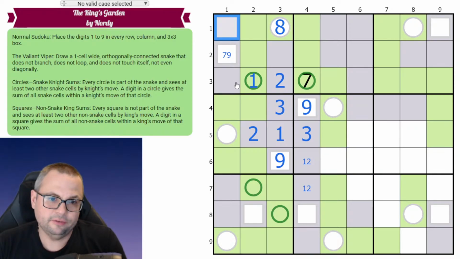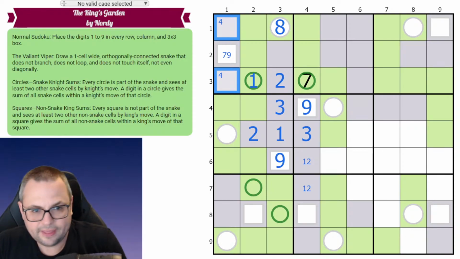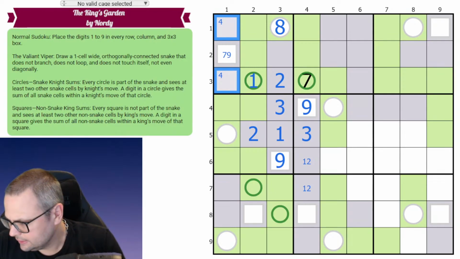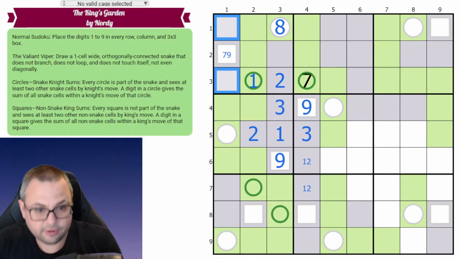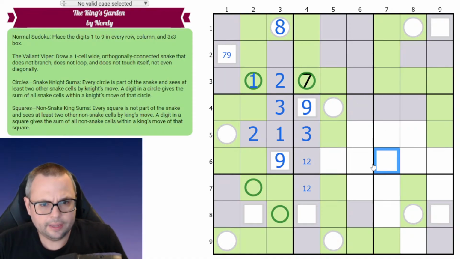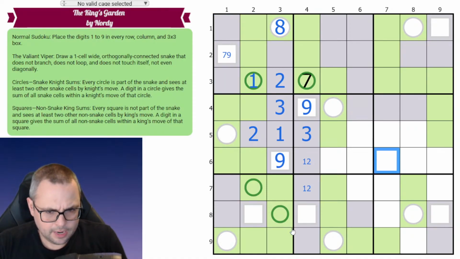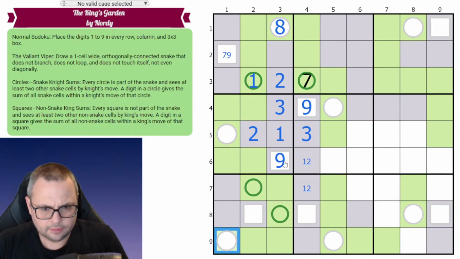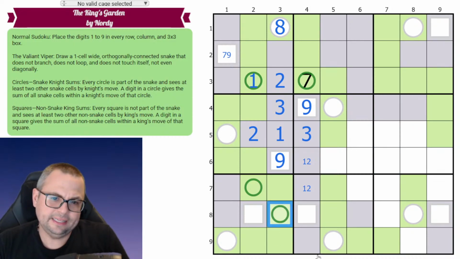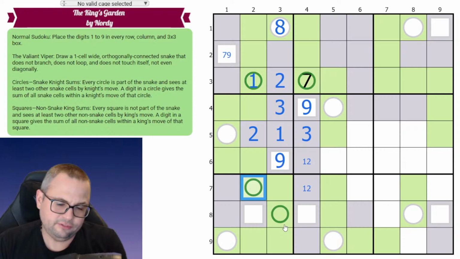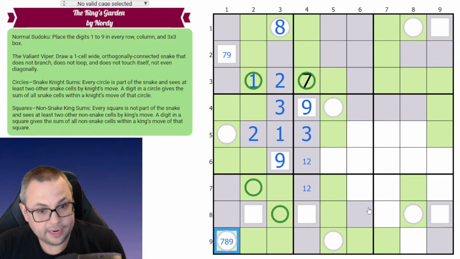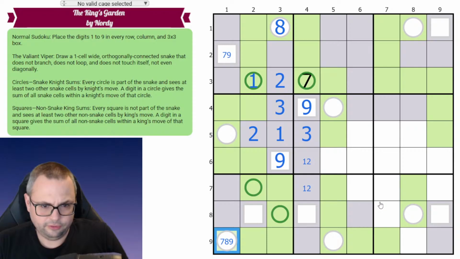Funnily enough, I think that means there's definitely a 4 in one of these 2 cells, because if there isn't, then they have to be 3, 5, and that sums to 8. No, they could be 3, 6. Never mind. Sorry, that's not true. Don't believe me. Okay, this number is at least 4, and this number is at least 3. 4 plus 3 is 7, so this is a 7, 8, or a 9. Just by virtue of that.